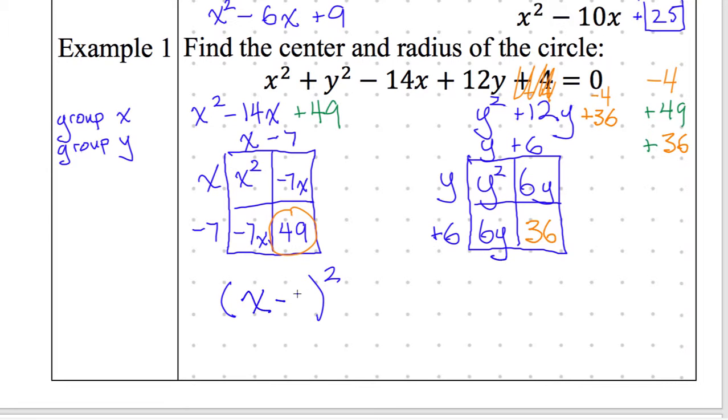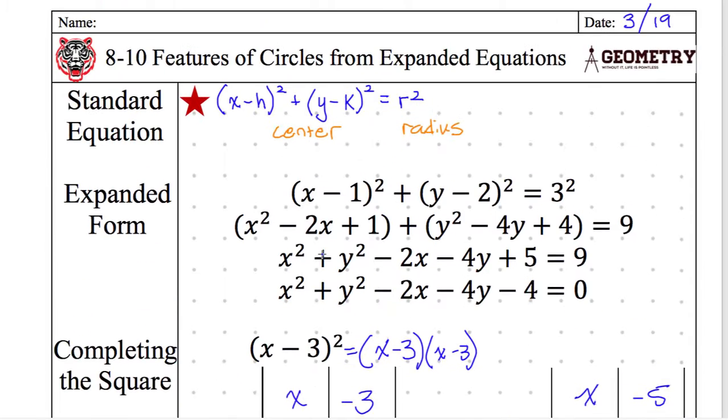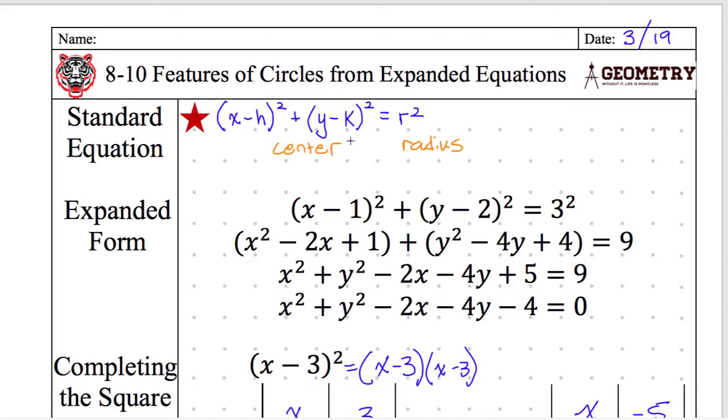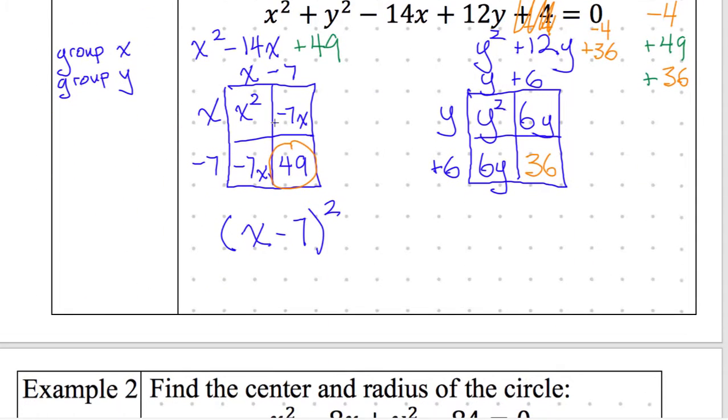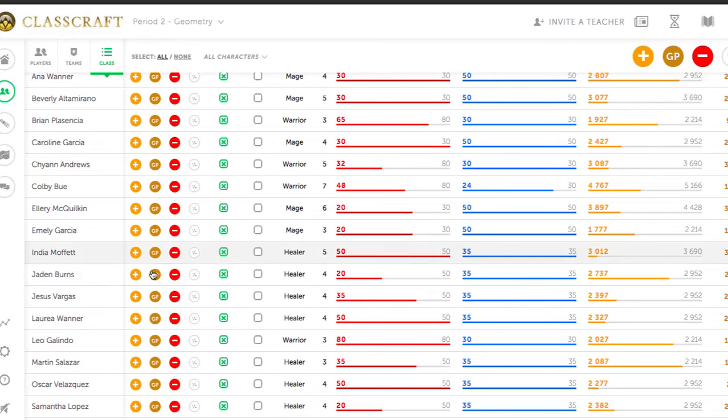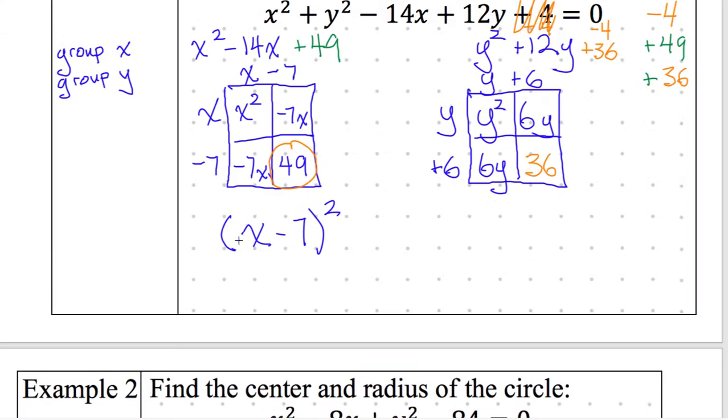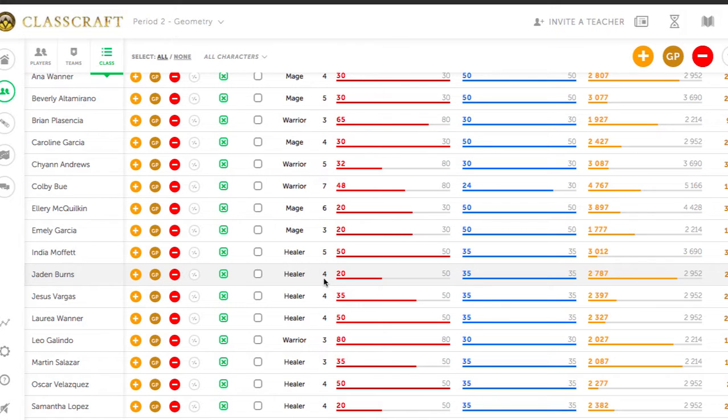X minus... oh, you already have minus. 49. Careful, it's the side of the square. 7. Do you want to do the rest of it too? No. Oh, that's it? That's it. Okay. This is the side of the square, so this is starting to look more and more like the standard equation. We just did that part. Jaden just filled in the first part of our standard equation. So Jaden, you got another marble. You got some more XP. I don't think you've had XP in a while. What level am I? Jaden, you are level 4.